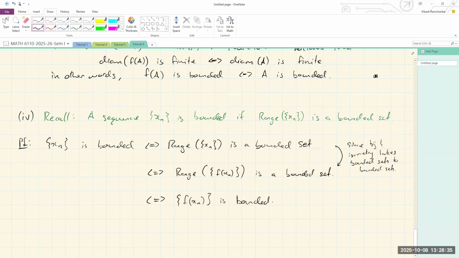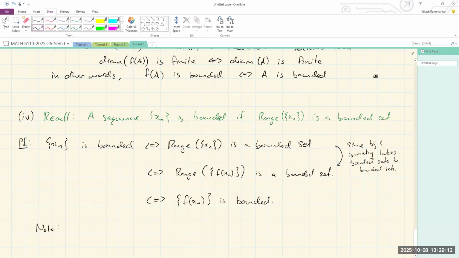Okay. So the range of this thing is a bounded set. So the range of something is a set, right? The range of the sequence is a set, and I'm saying that this set is bounded. But if you now take this set, I claim that these two sets are the same. Okay, let's write it up.